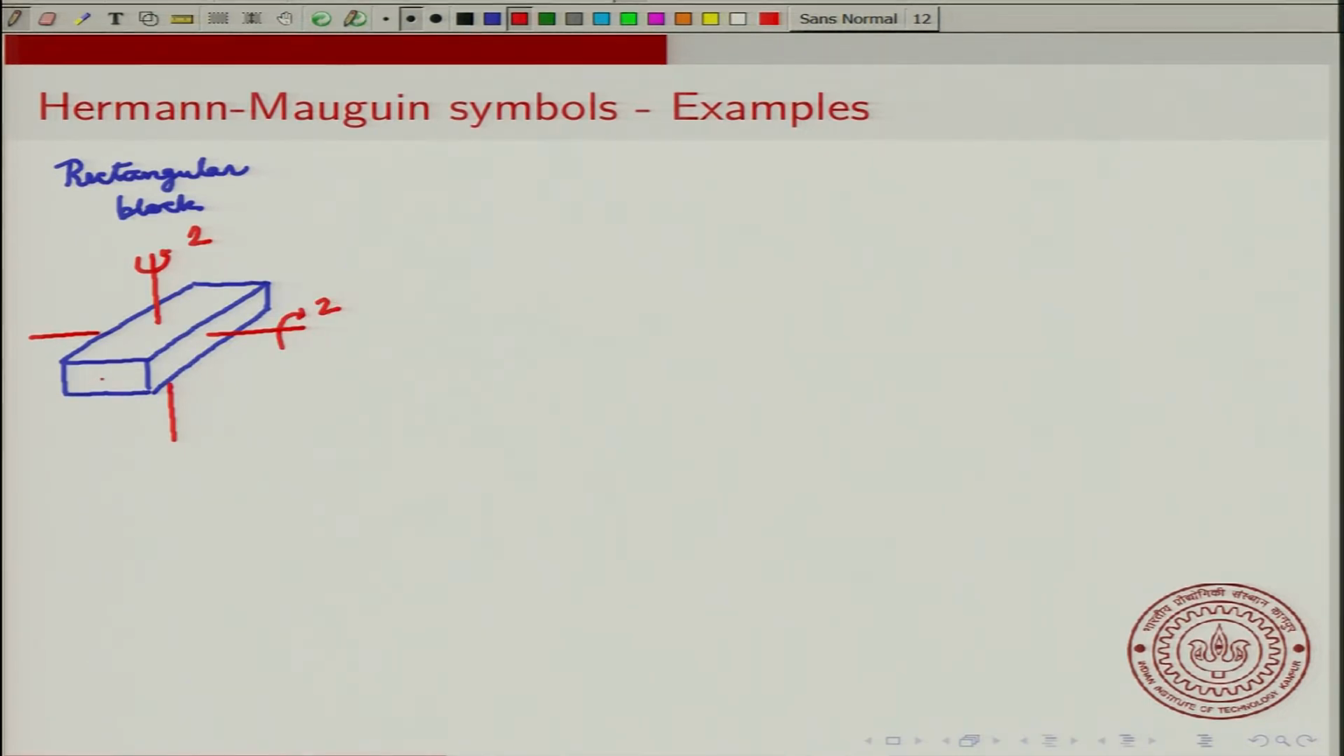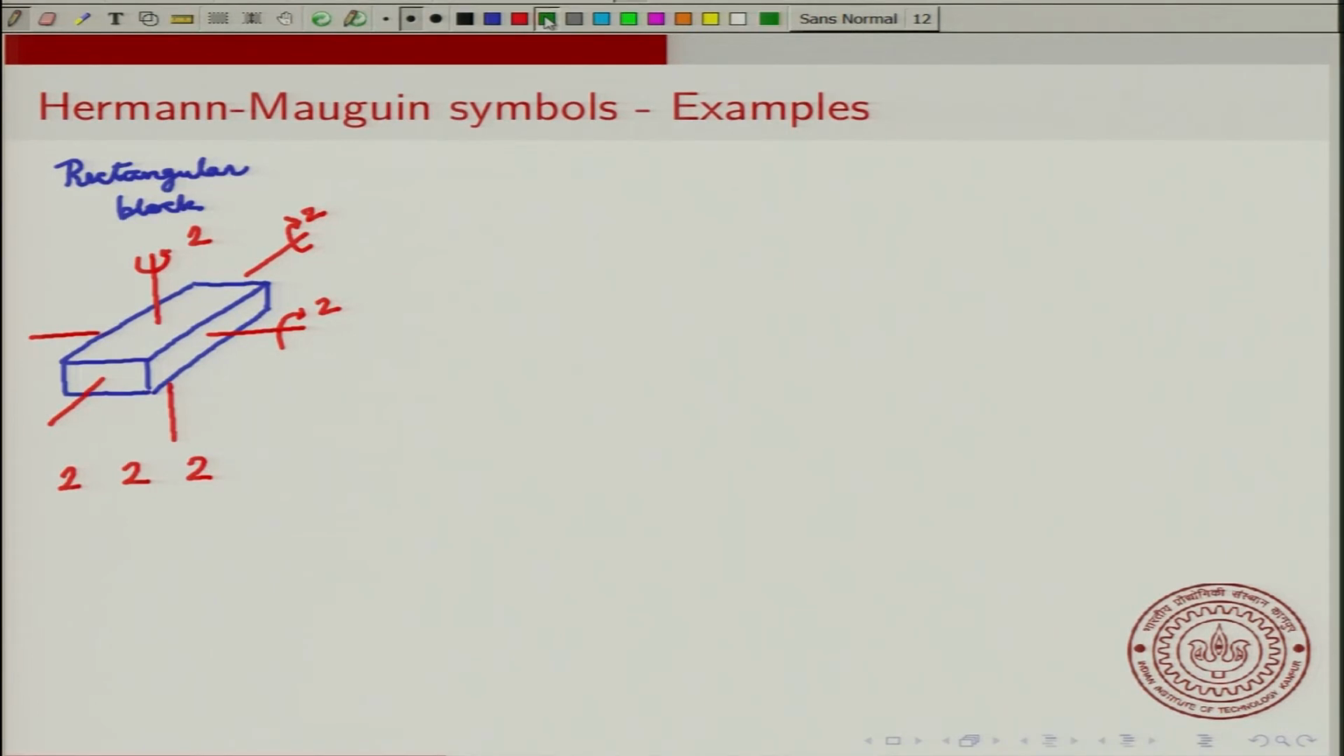And another two-fold axis of rotation that goes in this direction. So there are three two-fold axes of rotation. So we will write 2, 2, 2. Now, are there any other rotation axes in this rectangular block? No, there is no other rotation axis in this rectangular block.